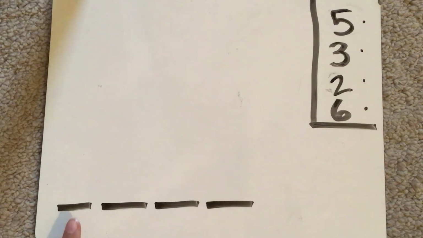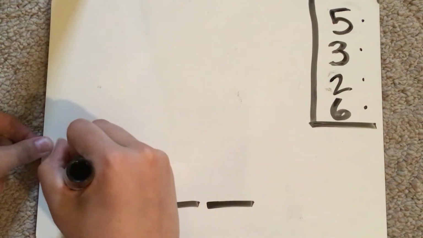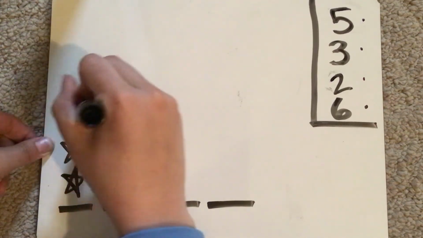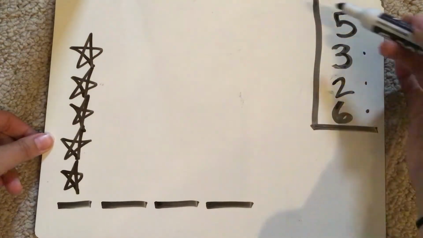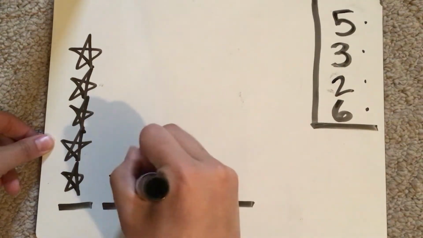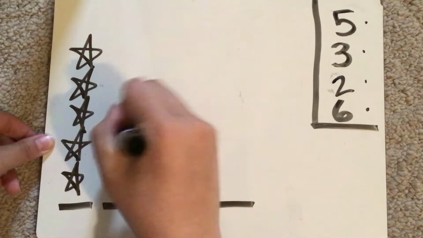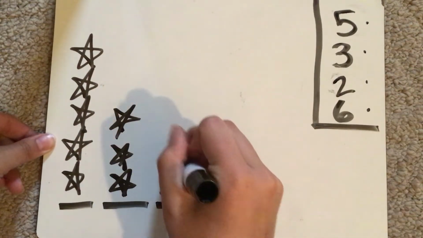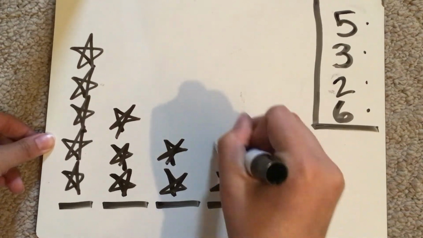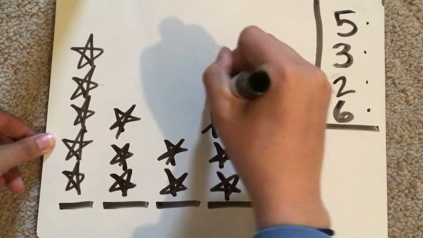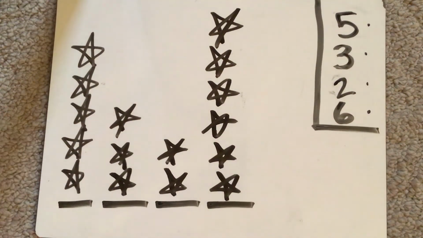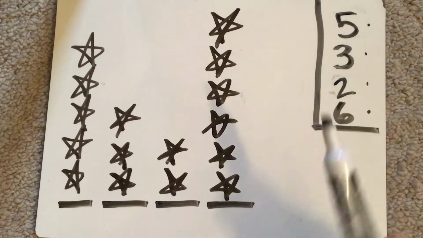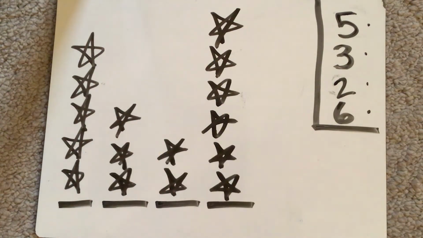In my first row, I'm gonna use stars. You guys can use whatever shape you want. I'm gonna draw 5 stars. So 1, 2, 3, 4, 5. So that was my first number in my data set. Then I'll do 3. I'll do 2. And then I'll do 6. It's hard to draw this many stars in a row. All right, so now I have my data set shown over here as a visual representation.